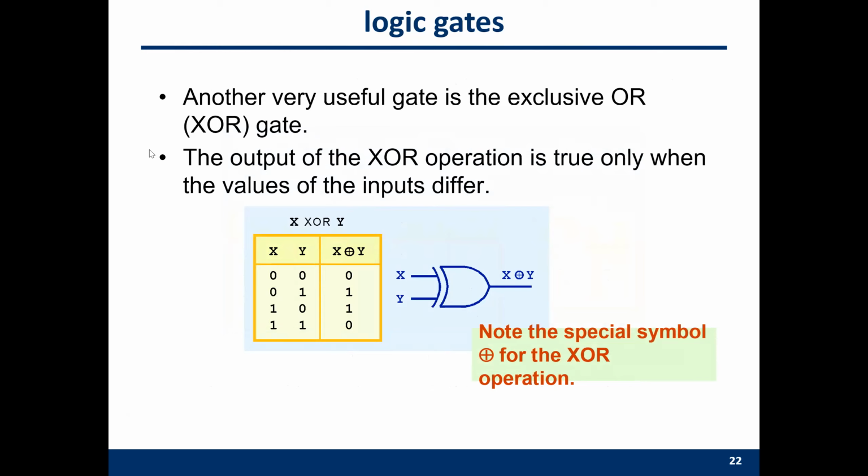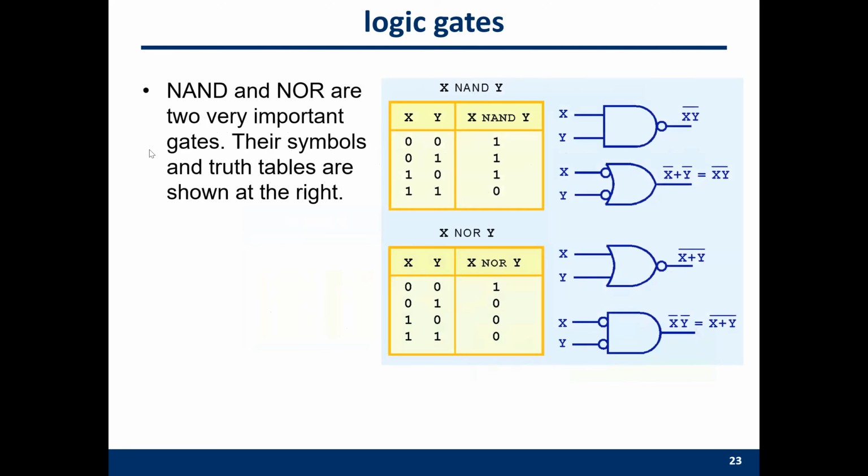This is the XOR gate. And then based on the De Morgan law, you have two methods to implement each gate.